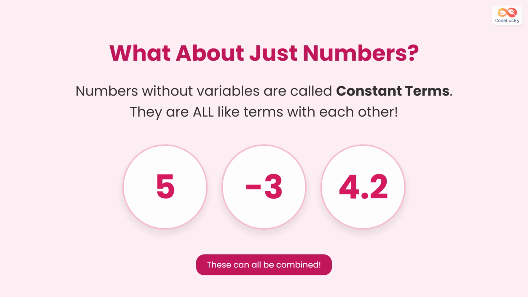What about plain old numbers, like 5 or negative 3? These are called constant terms. The good news is that all constant terms are like terms with each other. You can always add or subtract regular numbers together.